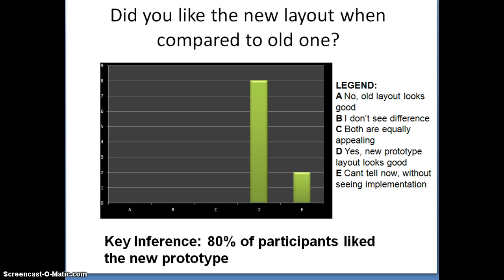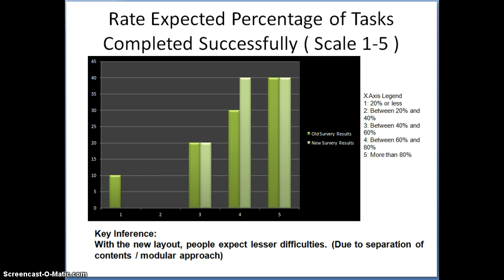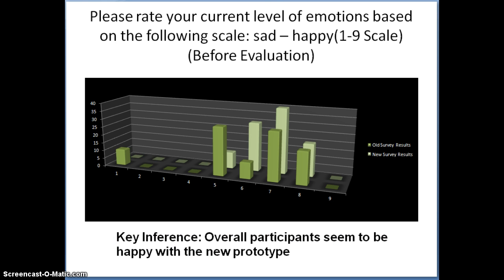Here we see that 80% of the participants like the new prototype. Here we see that participants expected less difficulty with the newer prototype. And then here we see that more participants expected to complete more tasks using this newer prototype of the new interface. And here we see that the participants seem to be happier with the new prototype of the interface.